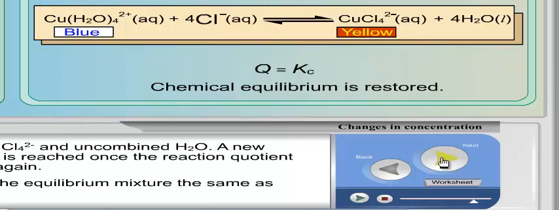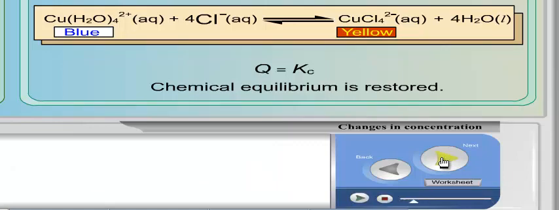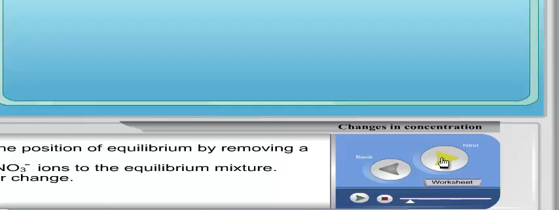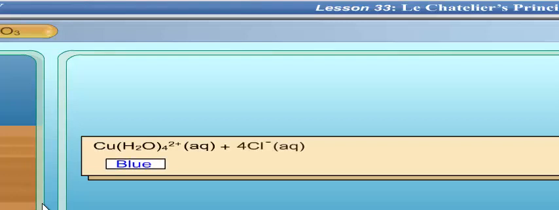Is the composition of the equilibrium mixture the same as before? Answer: no. We can also change the position of equilibrium by removing a reactant. Click the AgNO3 button to add Ag+ ions to the equilibrium mixture. Take note of the color change.